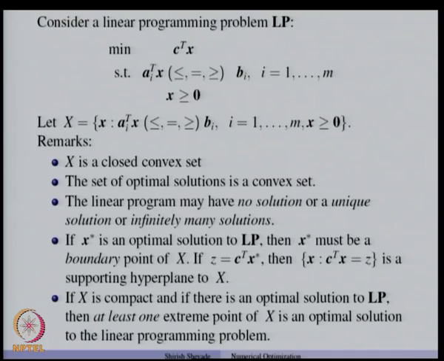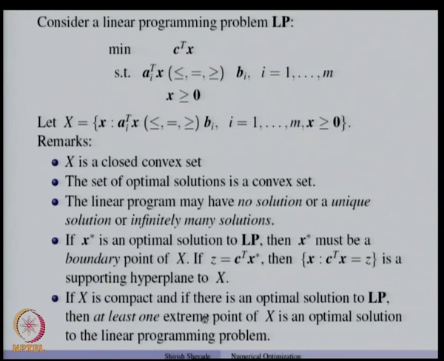Now, here is the important result. It says that if X is compact, so not only is X closed, but X is also bounded, so if X is a closed, bounded convex set or a compact convex set, and if there exists an optimal solution to the LP, then at least one extreme point of X is an optimal solution to the linear programming problem.